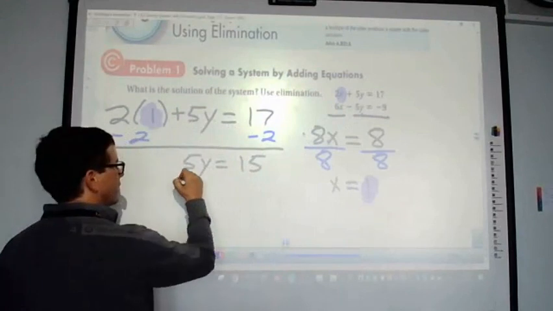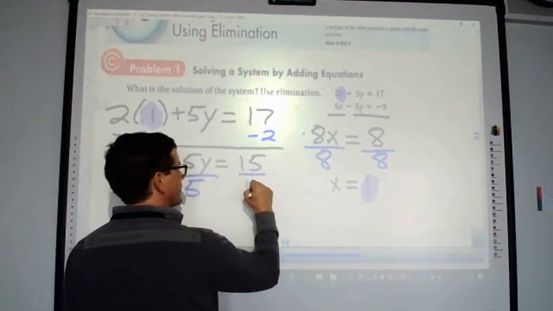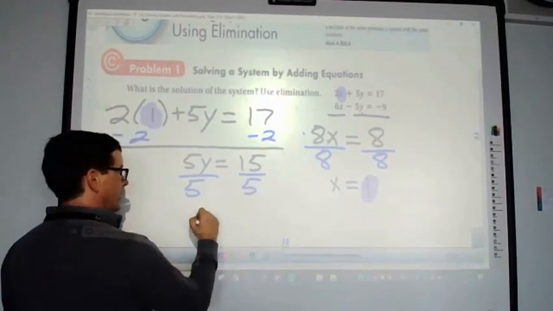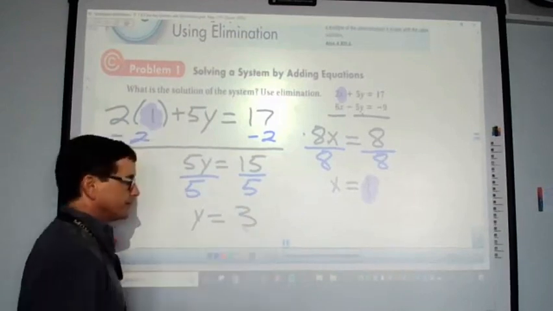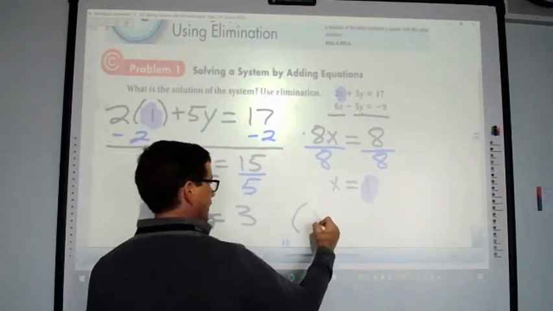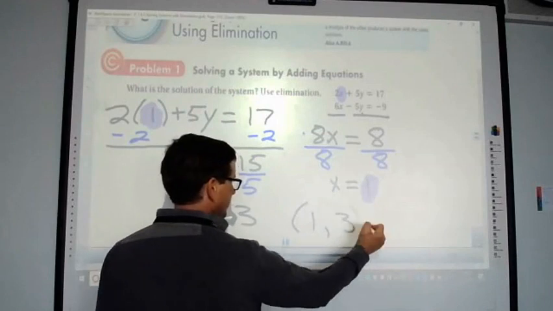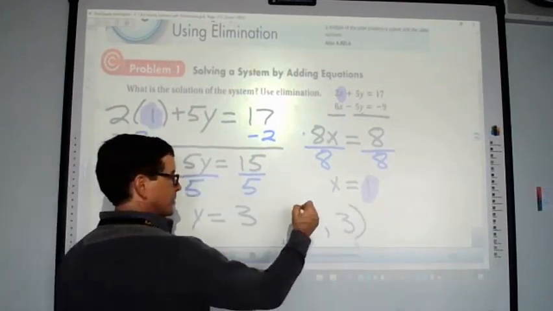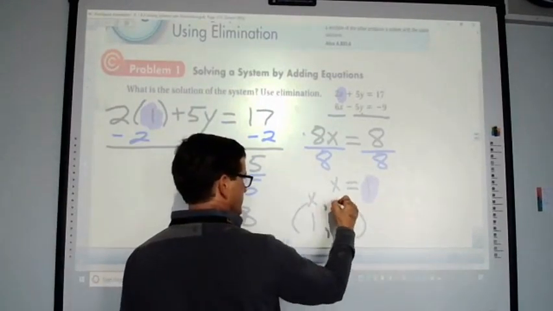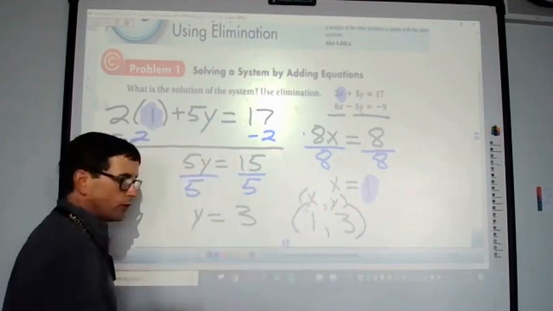So we are going to divide both sides by 5, and we get y equals 3. So as an ordered pair, your answer is (1, 3). Remember, always ordered pairs go in x, y alphabetical order.